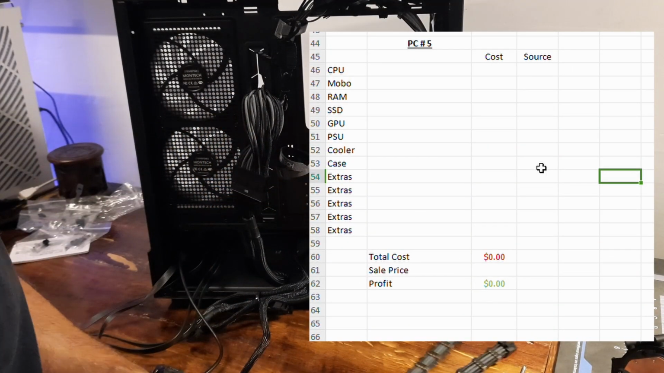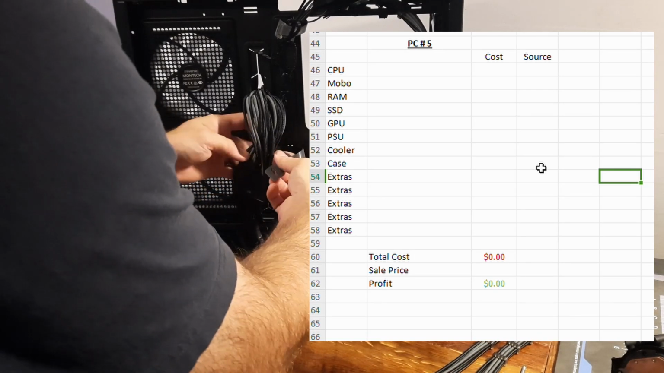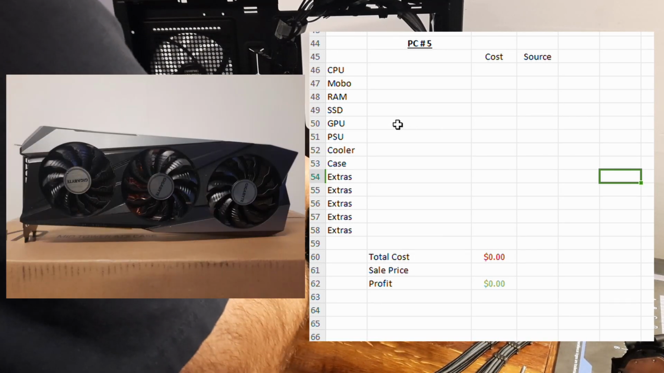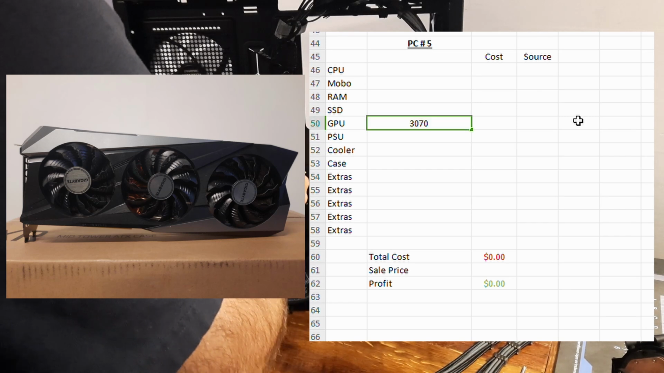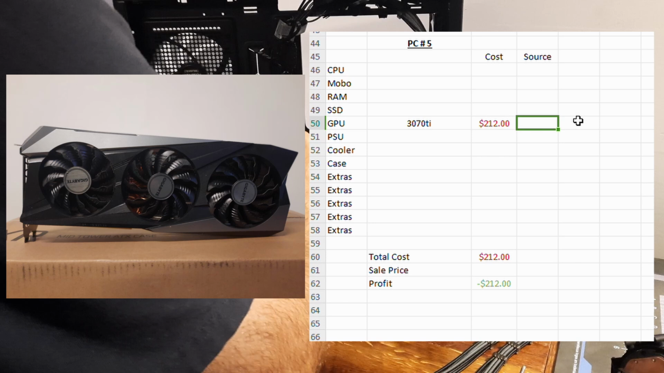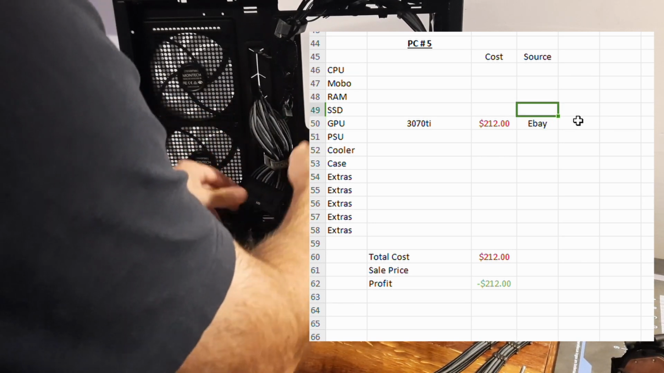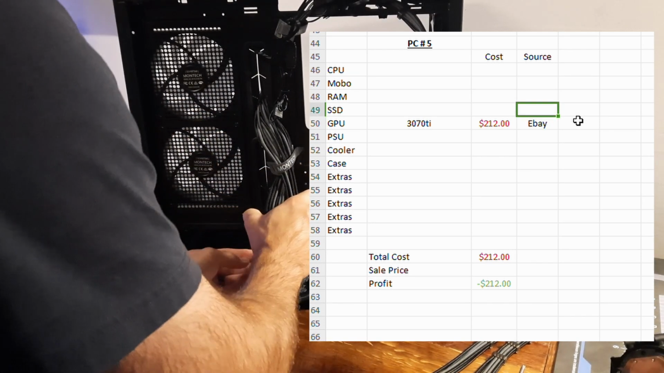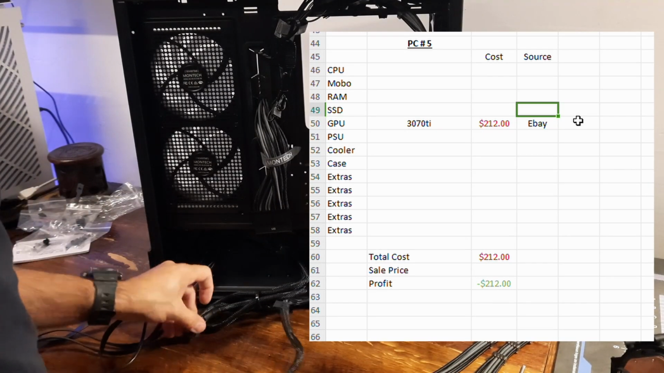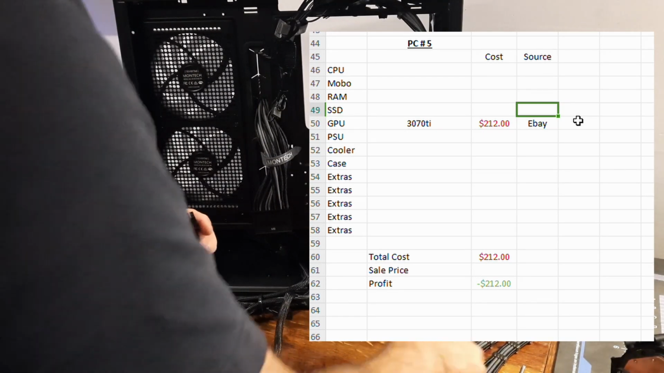So for this build, the very first part that I got was a Gigabyte 3070 Ti. Let's go ahead and get that plugged in here onto the spreadsheet. I picked this up for $200 and it was $12 shipping, so it cost $212. The GPU and the CPU are the first two things that I'm always looking for, and then I'm going to base the rest of the build around those two items.